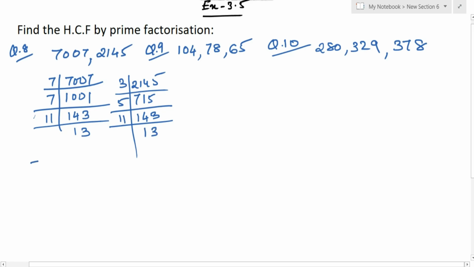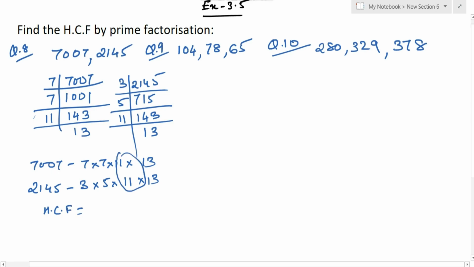So what all factors are we having? We are having the prime factorization of 7007 as 7 into 7 into 11 into 13, and the prime factorization for 2145 is 3 into 5 into 11 into 13. So we are having two factors common in both of them, that is 11 is common and 13 is also common. So we will write down 11 into 13 is 143. So the HCF is 143.